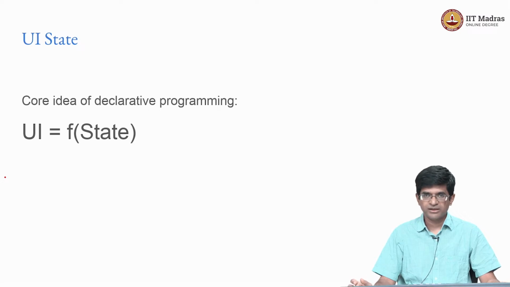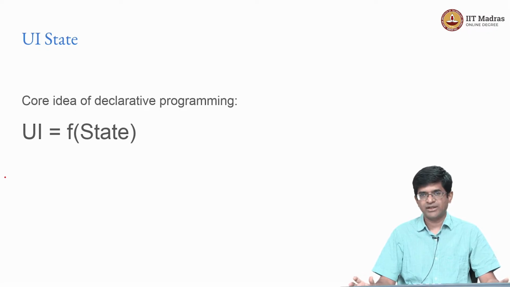And as we saw earlier, the core idea of declarative programming is that the user interface, the UI, is presumed to be a pure function of state. What I mean by a pure function is, given a particular state of the system, the UI should be just programmatically derived from there. It should not depend on other factors that are unknown in the state, right? So in other words, the state of the system is something that completely captures what the system looks like, and given a complete state of the system, you should be able to reproduce the UI perfectly.